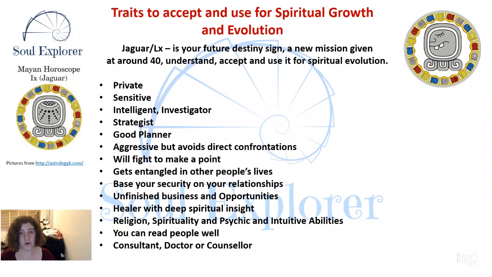Now, the energy of your future destiny sign is the Jaguar, okay, and that's in the white group. As you come into your 40s, you'll be more private, sensitive, but you've always been quite sensitive, so you continue to be very sensitive, but a very intelligent investigator. You may go more towards investigation as you get older. A strategist, good planner, good ability to think ahead and think of good strategies to move forward.